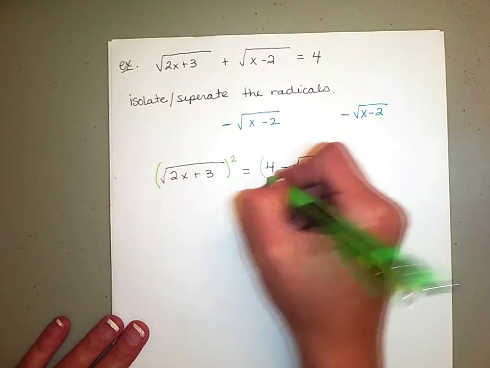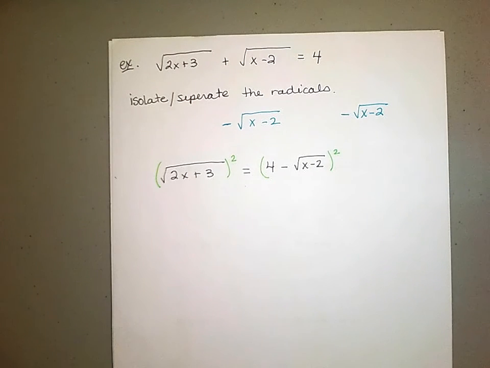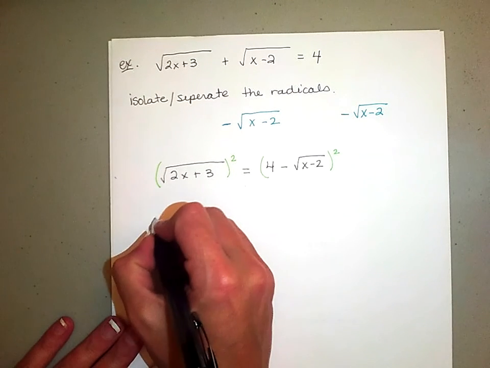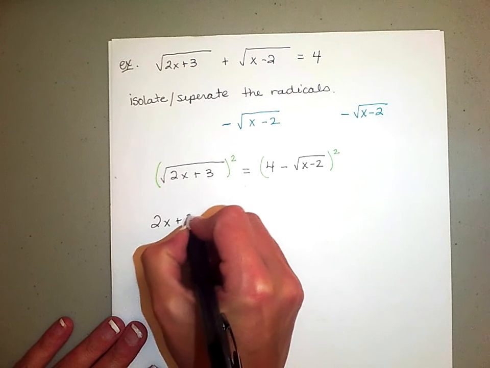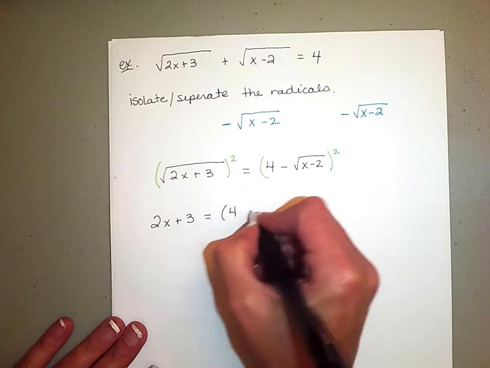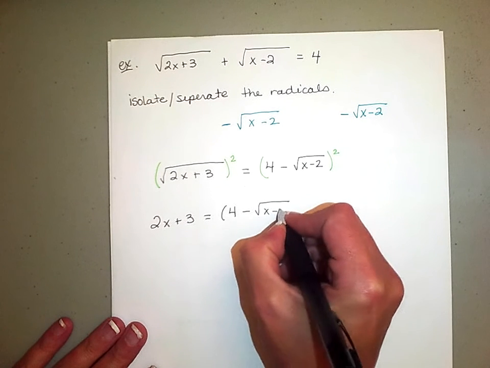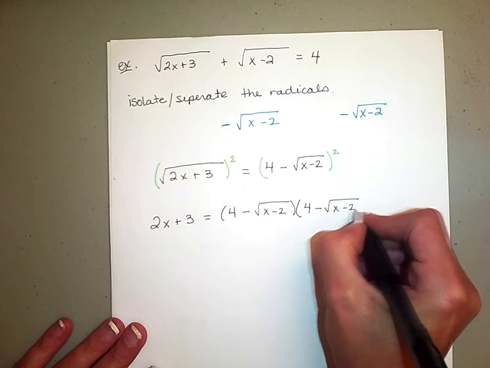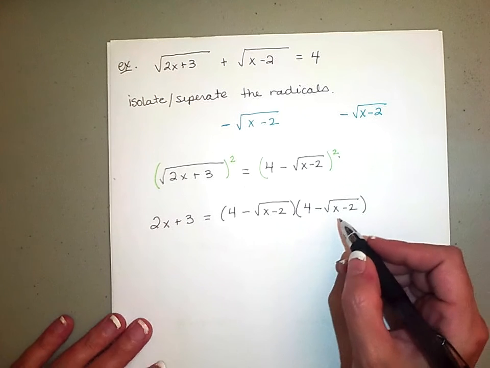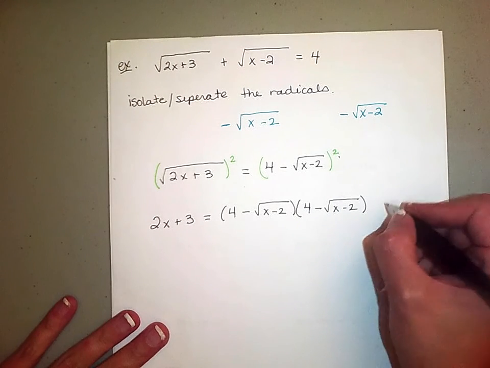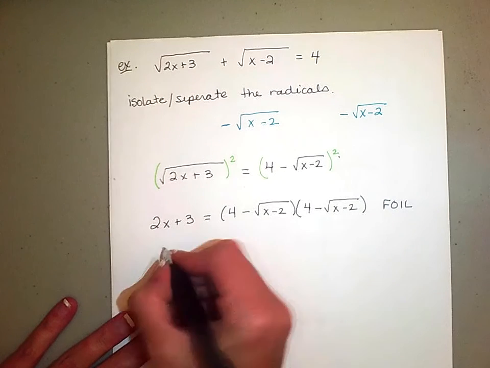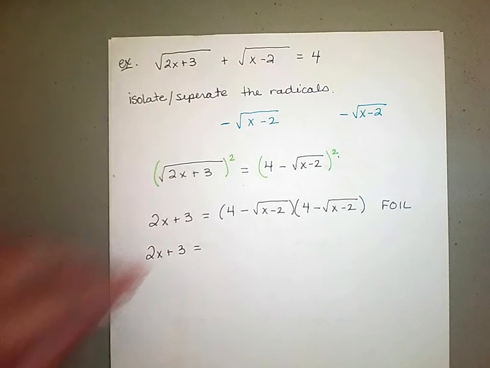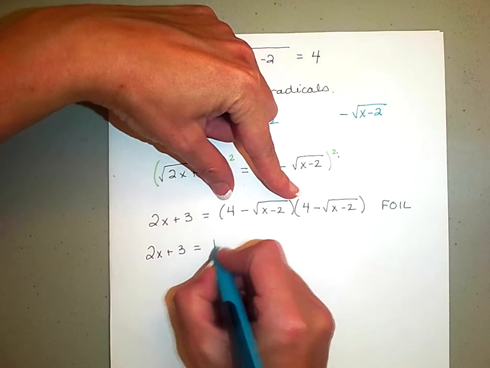Now that the radicals are separated, let's square both sides. Now the square root and the squaring will undo each other, and we're left with 2x plus 3 on this side. But let's write this out, because we will need to FOIL this. That's what this means. Alright, let's be careful. Just copying the right-hand side. Now, the first and the first is very easy, 16.